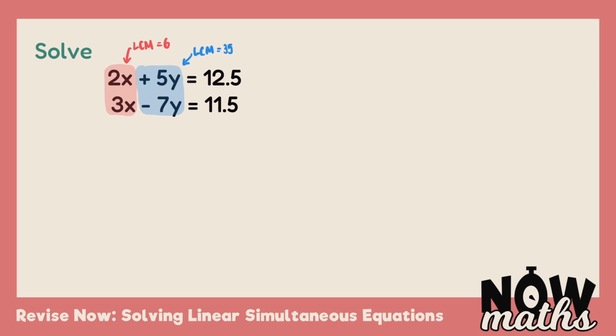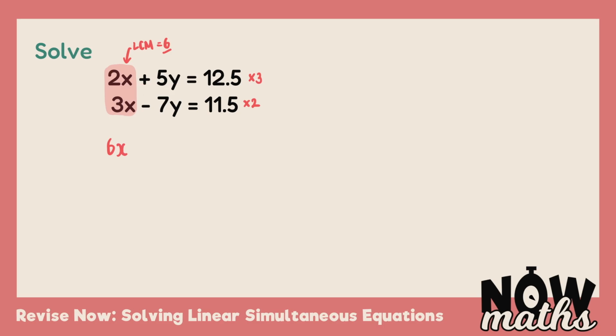Now out of the two, the lower number is 6, so I'm going to choose to make both of the x coefficients into 6. So looking at the first equation, if we want to make our 2x into 6x, we're going to have to multiply the equation by 3. And looking at the second equation, to make our 3x into 6x, we're going to have to multiply this equation by 2. So looking at the first equation first, 2x multiplied by 3 is 6x.